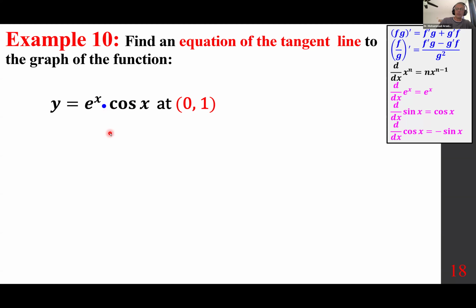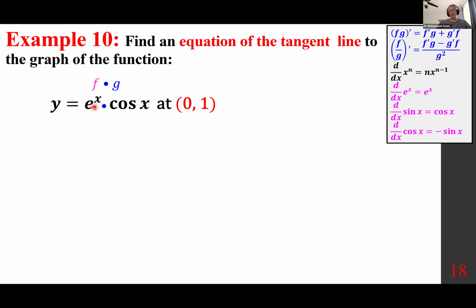Then we call one of them f, one of them g. So this is the f function, this is the g function. And now we are going to follow the product rule. So y prime is f prime g plus g prime f. Again, f is shorthand notation for f of x, g shorthand notation for g of x.